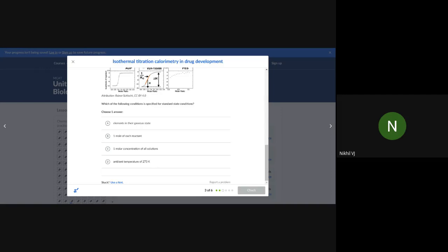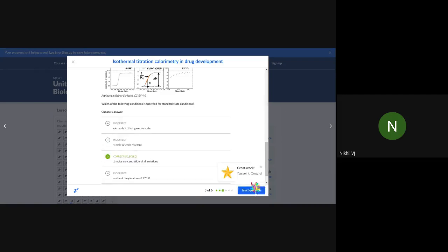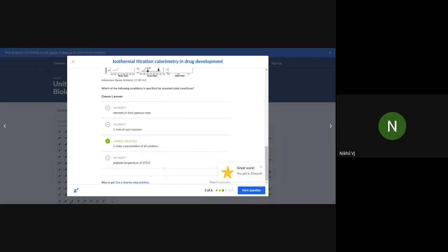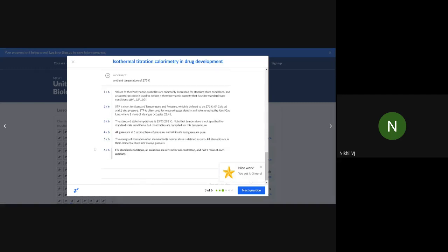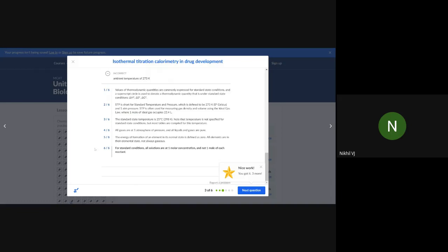I would say that's a great way to have gotten to that answer, and you are 100% correct. So it would be a 1 molar concentration of all solutes for standard state. But I do want to let you guys know that there are several different standard measurements that are used. And if you look at this section, it does tell you.